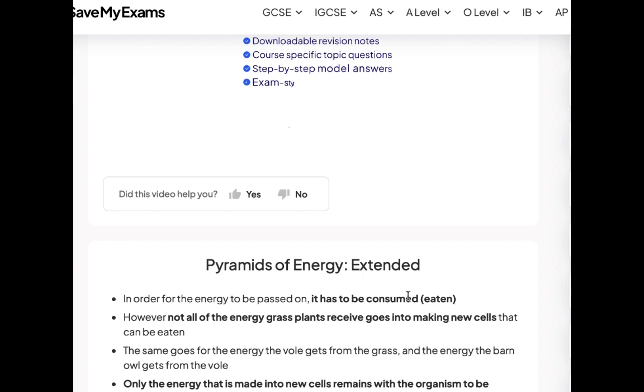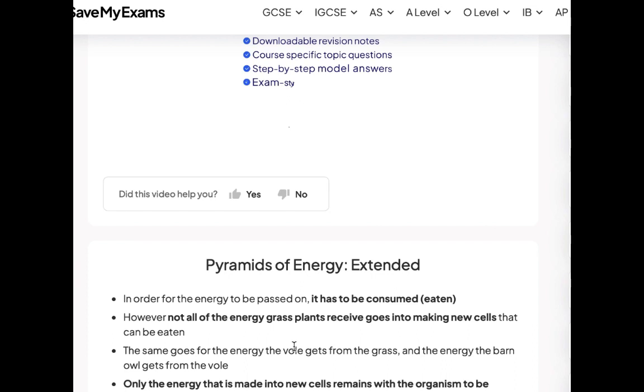What is it, and what is being transferred to the next trophic level? Whatever energy you have at the producer side, only 10% of it will be transferred to the primary consumer. 10% of what is in the primary consumer is transferred to the secondary consumer, 10% of what is in the secondary consumer is transferred to the tertiary consumer, and 10% of what is in the tertiary consumer will be transferred to quaternary consumers. So about 90% of the energy in a given trophic level is lost.